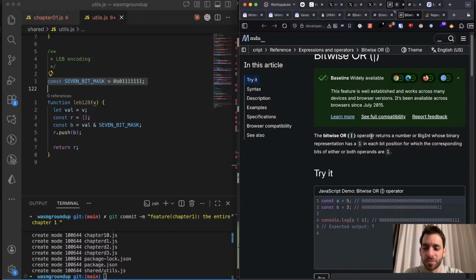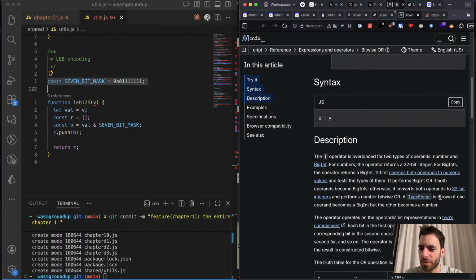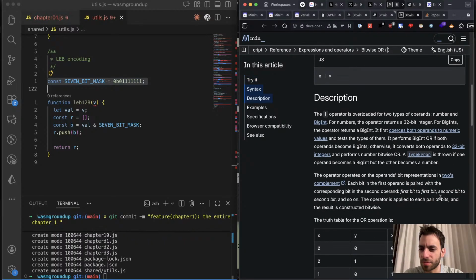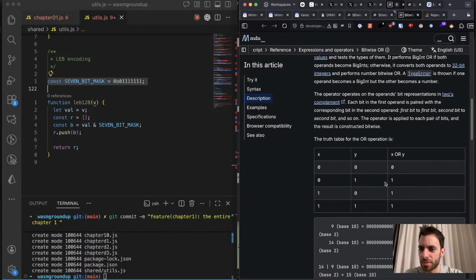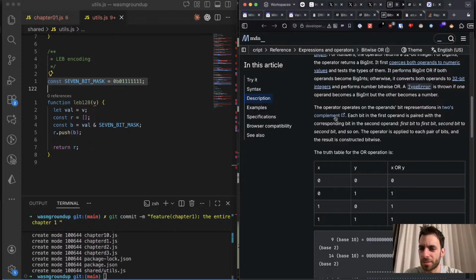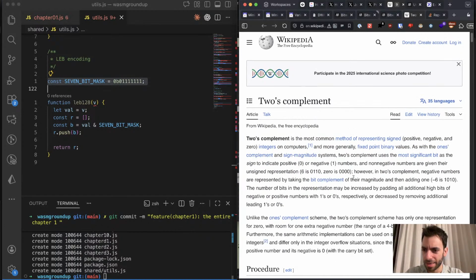Yeah, this is a very good example, I think. Is this the one used for flags? I mean for enums. Now this is the thing that I don't remember. Two's complement is the most common method of representing signed positive, negative, and zero integers on computers, and more generally fixed-point binary values. Unlike the ones' complement and sign-magnitude systems, two's complement uses the most significant bit as the sign to indicate positive or negative numbers.